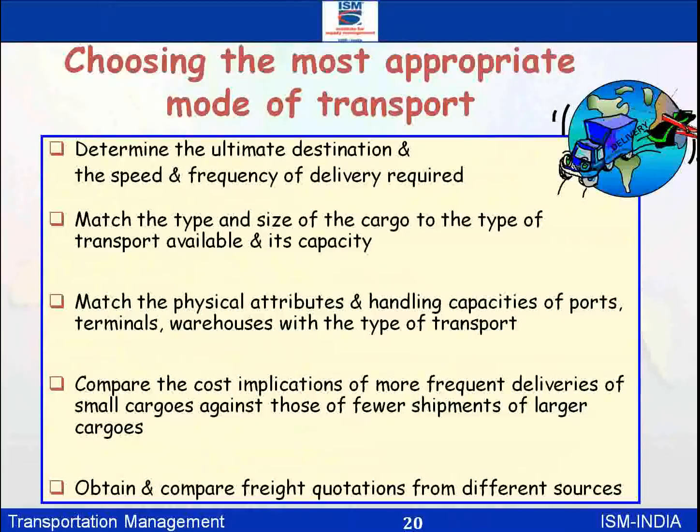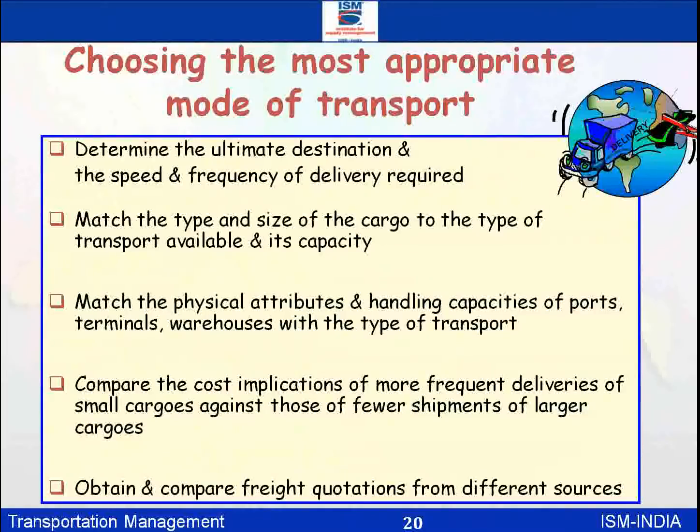Choose the most appropriate mode. Determine the ultimate destination where you want to go, and the speed and the frequency of delivery required. What is the frequency? What is the delivery time? What is the lead time? Is the product prone to damage, particularly medicines, drugs, and this? So either I have to send by air, but if I can wait, then I have to get refrigerated containers. Then there are food items, which again are prone to damage, prone to getting spoiled.